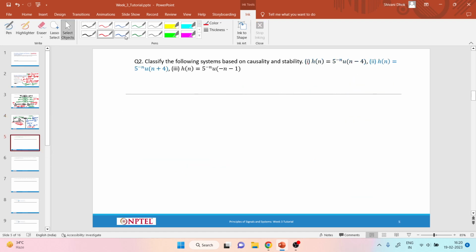Let us look at the second part of this question. Here my impulse response is given by the second part. My impulse response h of n is equal to 5 power minus n u of n plus 4. So we'll again sketch this first.